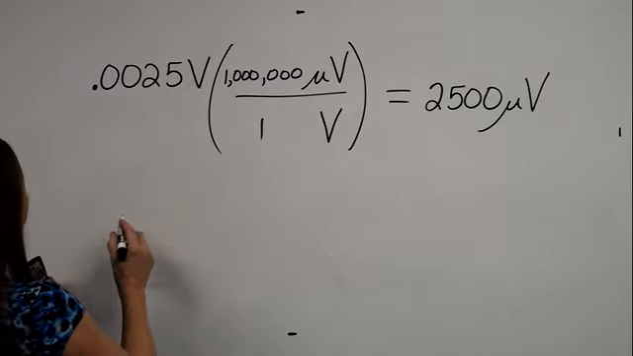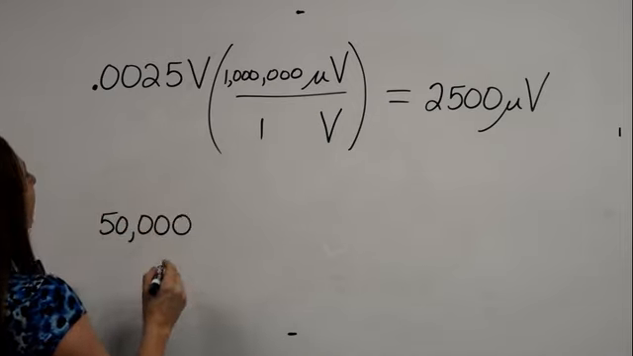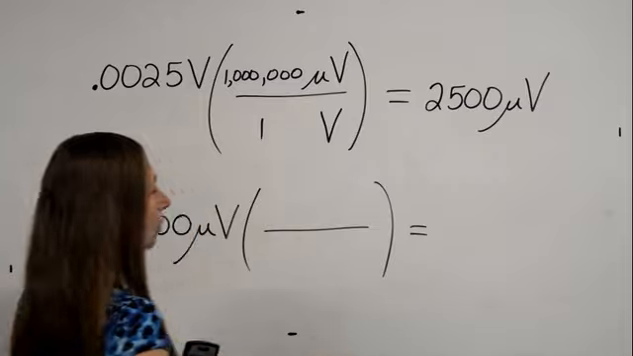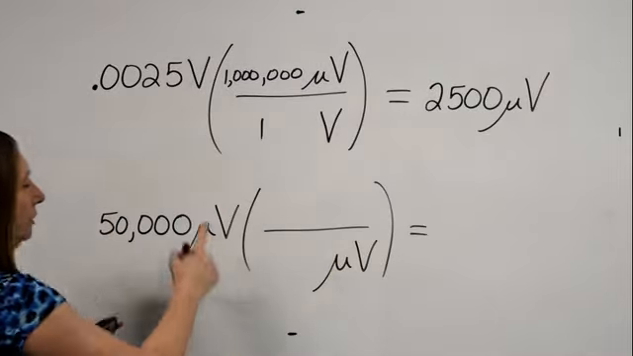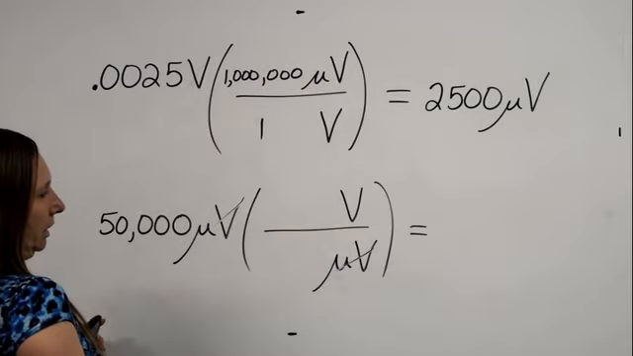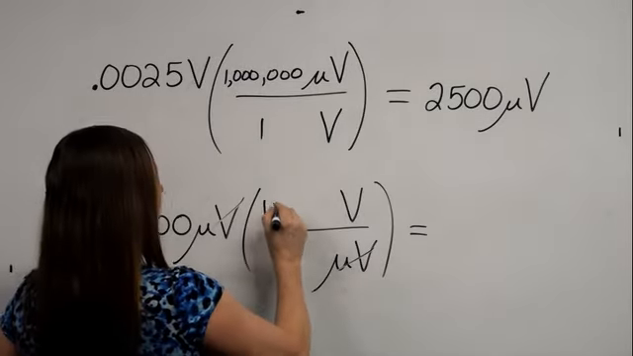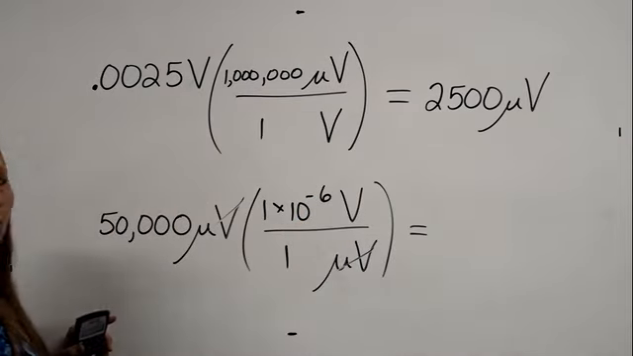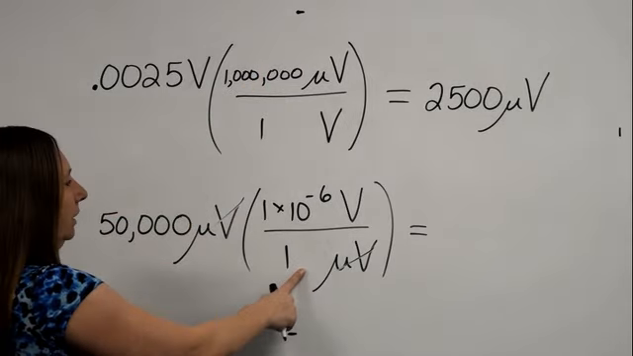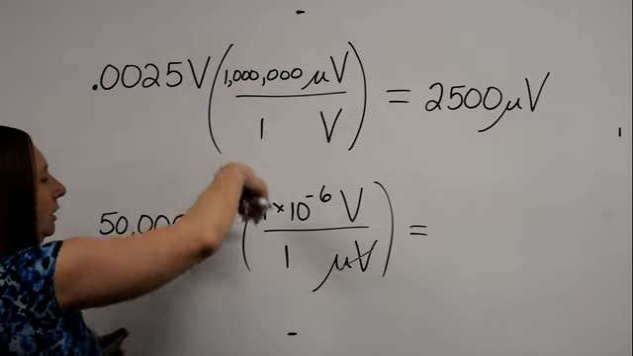Okay. Try one more. All right, let's say we have 50,000 microvolts. I want to change that to volts. I want to get rid of microvolts. Top, bottom, they're going to cancel, right? I want volts. Okay, 1 microvolt is 1 times 10 to the negative 6 volts. All right. I could have put 1 million down here, and 1 up here. I could have put 1 volt equals 1 million microvolts. I could have done that, right? You can use this equality or this equality.